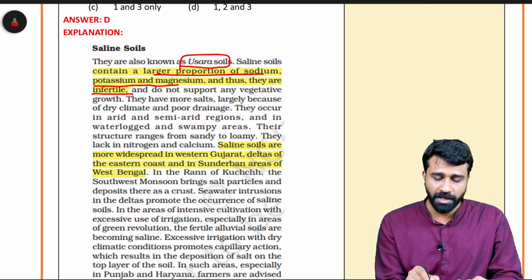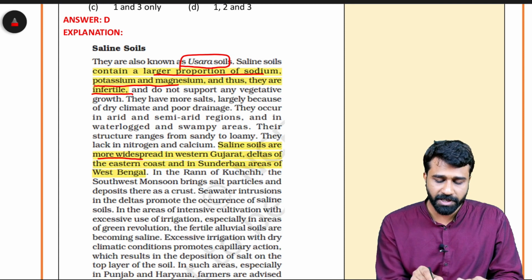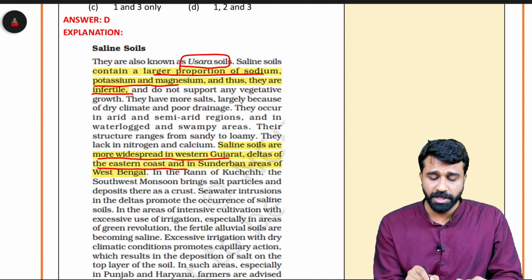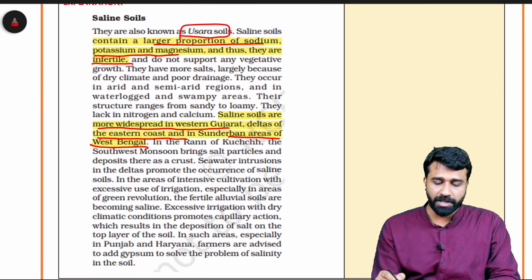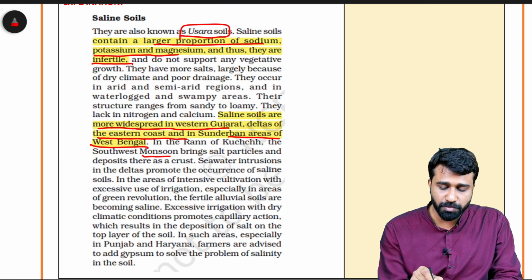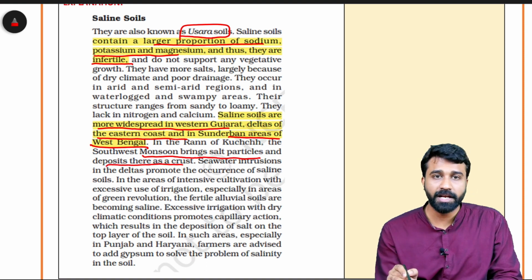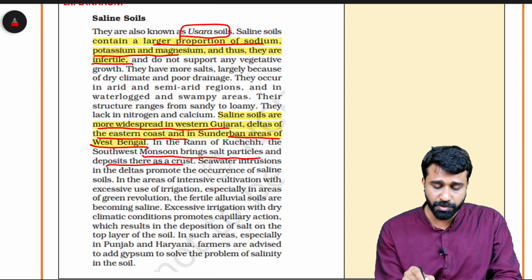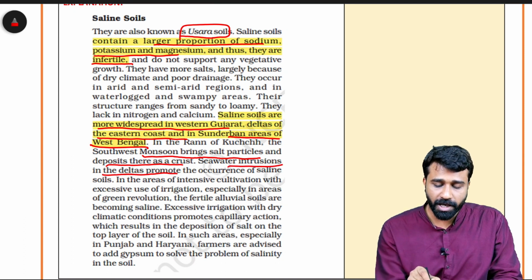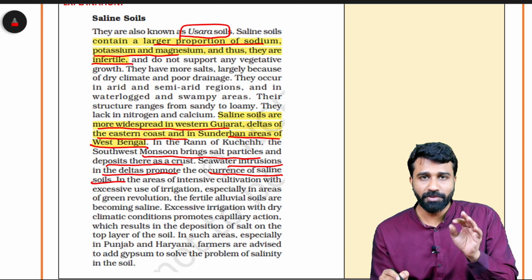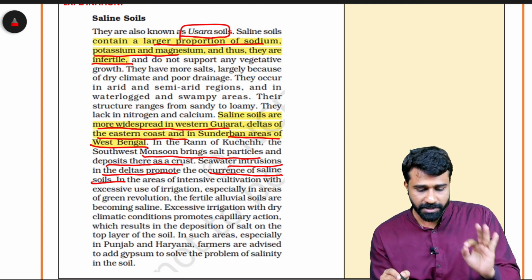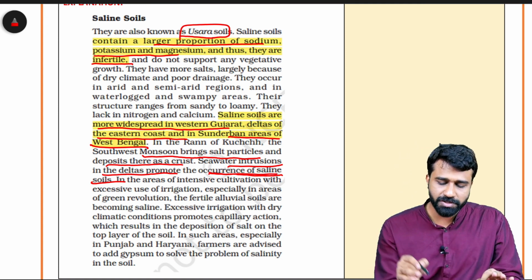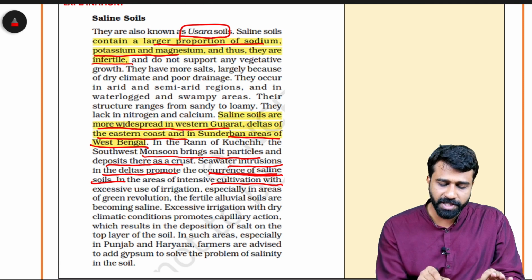They are infertile in nature, and saline soils are more widespread in western Gujarat, the deltas of the eastern coast, and the Sundarban areas of West Bengal. In the Rann of Kutch, the southwest monsoon brings salt particles and deposits them there as a crust. Seawater intrusion in the delta promotes the occurrence of saline soils. Where there is the highest intrusion of seawater, you will witness saline soils there.